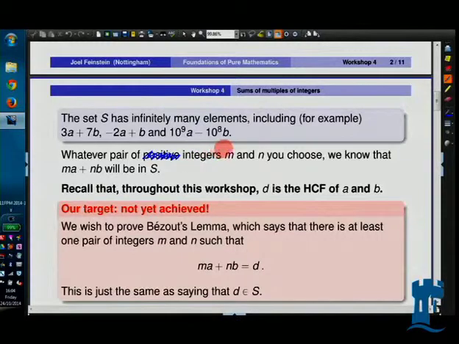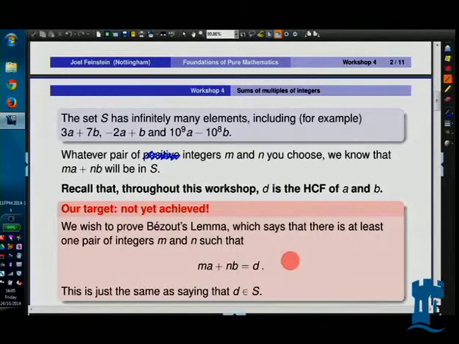Now, don't forget, D is still the highest common factor of A and B, and those three things don't change at any point in this workshop. We don't know what they are, but we do know that D is supposed to be the highest common factor of A and B. And we want to prove Bézout's lemma, which says that there's at least one pair of integers, m and n, so that when you combine m times a plus n times b, which I think of as combining a multiple of a with a multiple of b, using m and n as your multiples, and then adding them together, there's at least one way to do it so you get D.